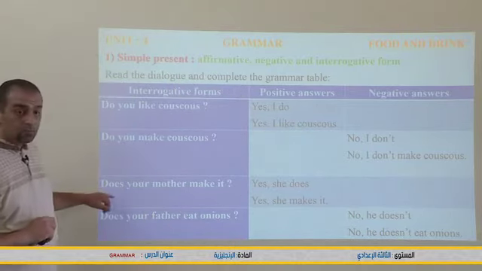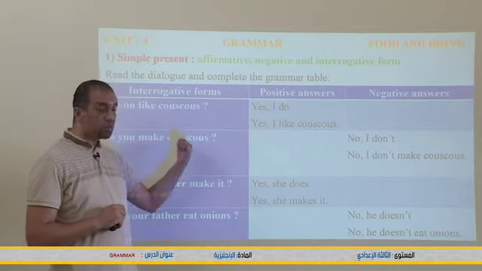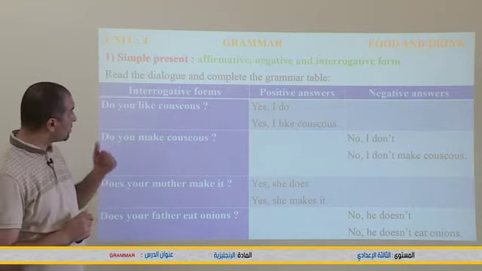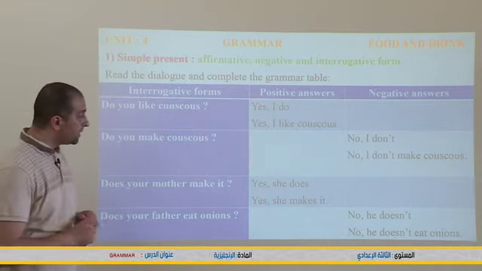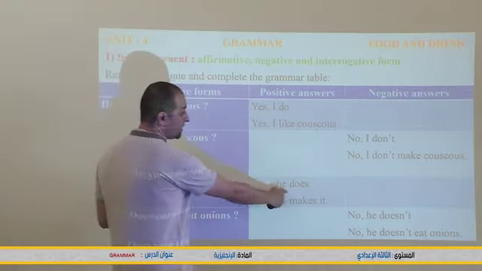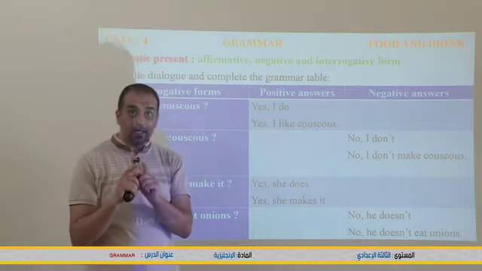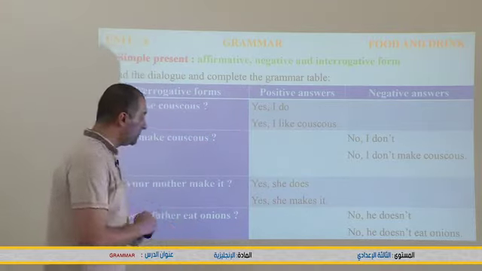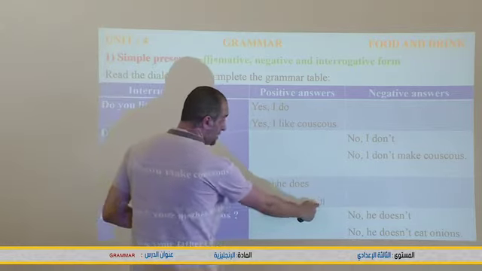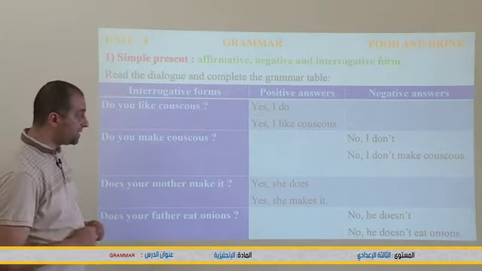Number 3. Does your mother make it? So it refers to couscous. Does your mother make it? So of course it's an interrogative form. The answer that we have, yes, she does. And yes, she does is a short answer. If you want a long answer, yes, she makes it, or she makes couscous.